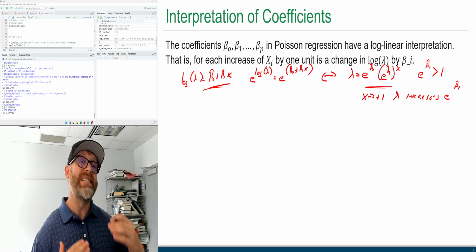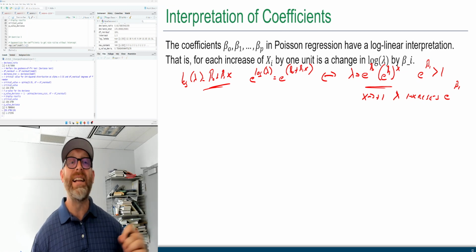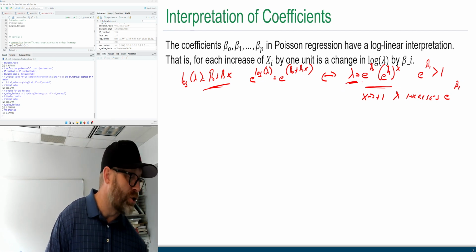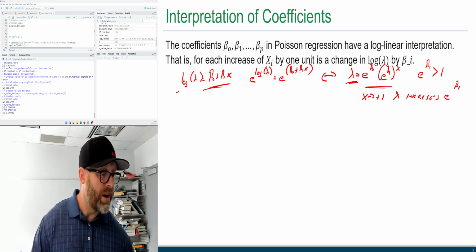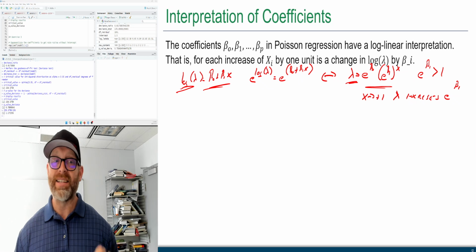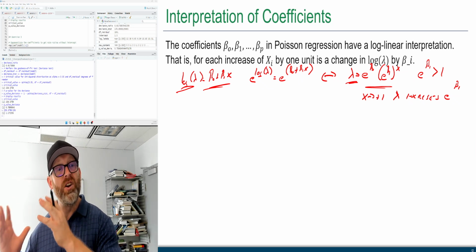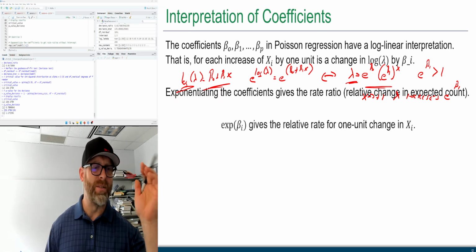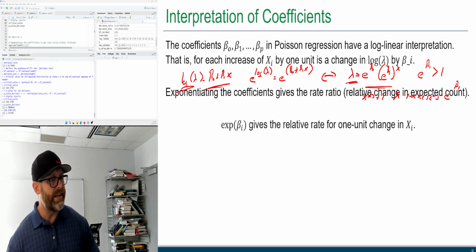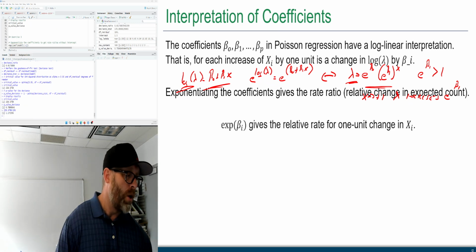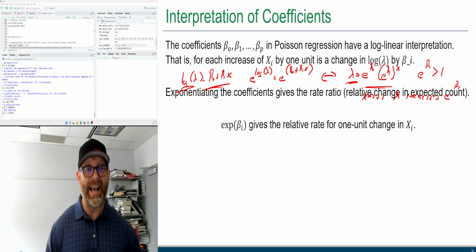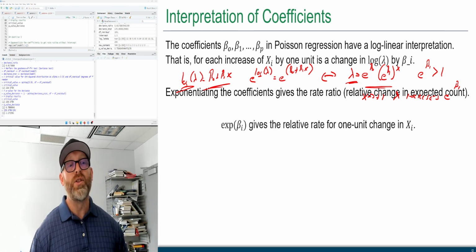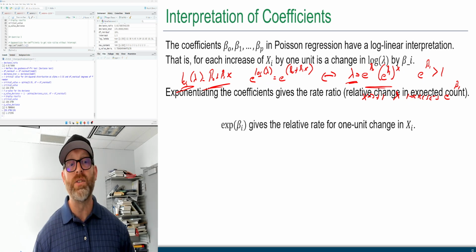So I'm going to see a percent change rather than an additive increase or decrease from what our original model is. But now this changes lambda directly, whereas before this changed log lambda. That's the difference. Additive, I'm changing log lambda. Multiplicative, I'm changing lambda. So exponentiating the coefficients gives the rate ratio, which is the relative change in the expected count. So e to each one of these gives us what's known as the rate ratio, which is the relative change per 1 unit of those specific values of x.